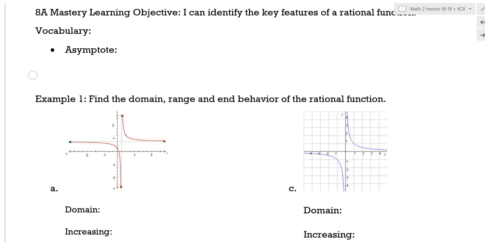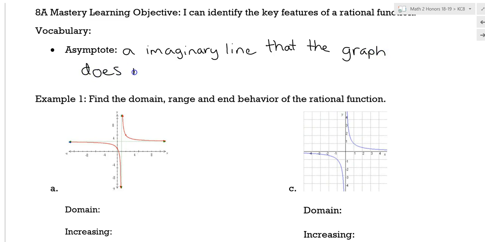Okay. So our one vocabulary is asymptote. So an asymptote is an imaginary line, doesn't actually exist, that the graph does not touch or cross. Okay?